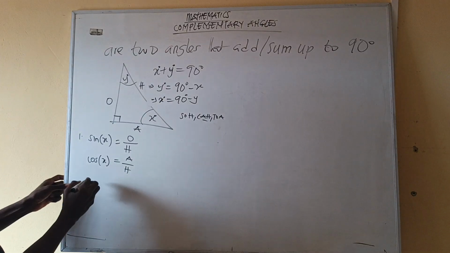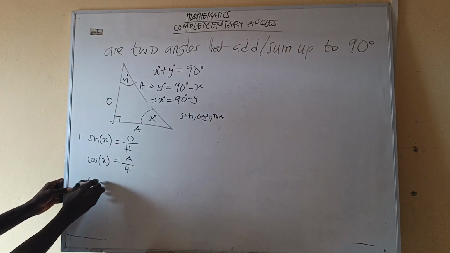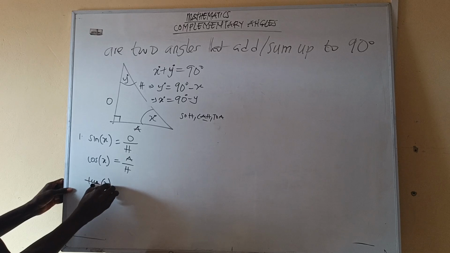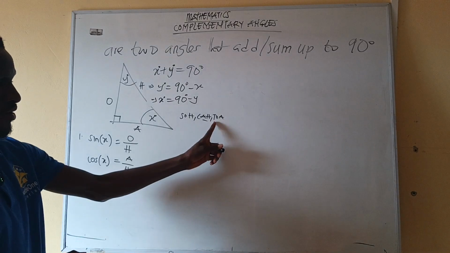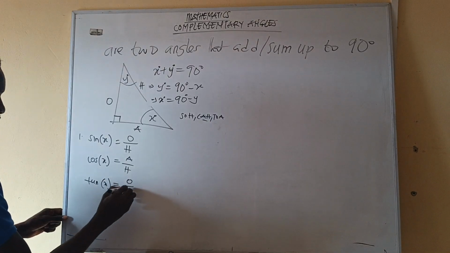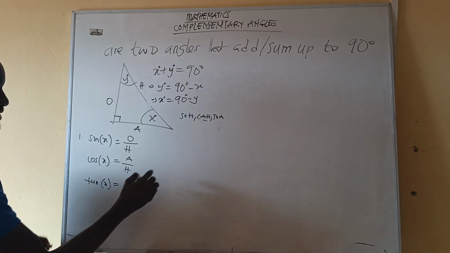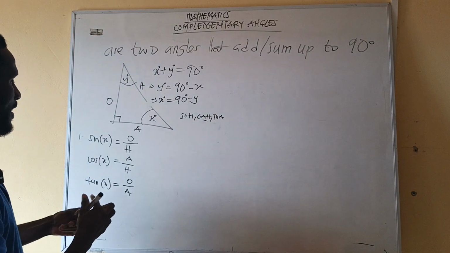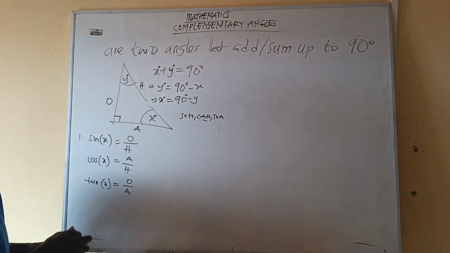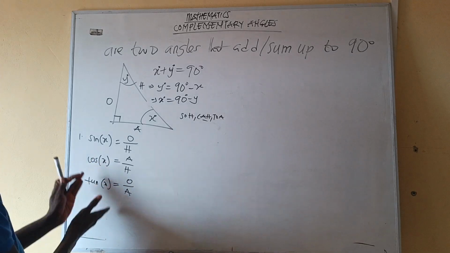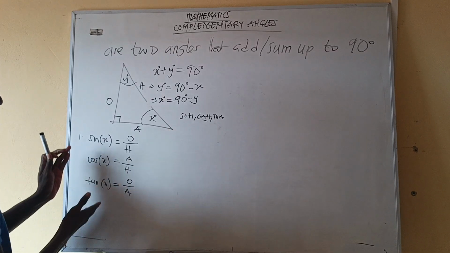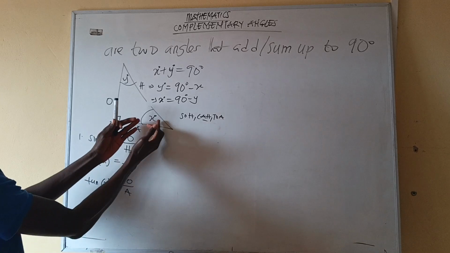Now, let's consider tan of x. And what is tan of x? It is opposite over what? Adjacent. That is the opposite over the adjacent, right? Now, this is what we mean by SOHCAHTOA when we consider the angle x.